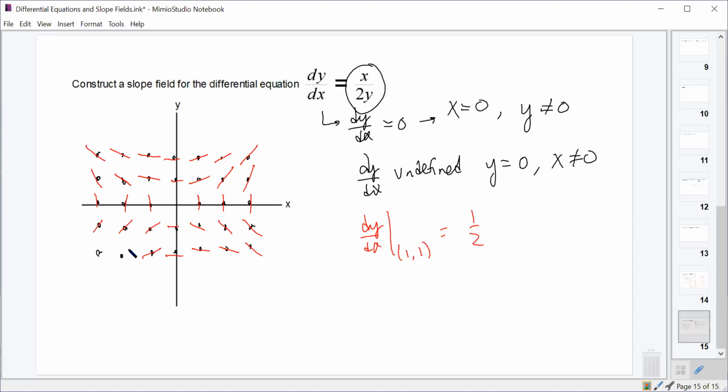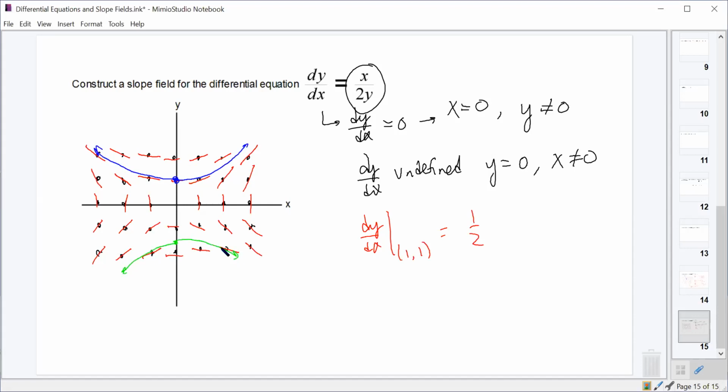Same thing as we go further down. It's just going to keep getting steeper as we move away from the y-axis and less steep as we go further up and further down. Everybody good there or no? Good. All right. So if I asked you to sketch the solution through, let's say, this point right here, it would start off flat and it would slowly start to curve up. Or if I tried to sketch one, maybe let's say down here, it would do the same thing.